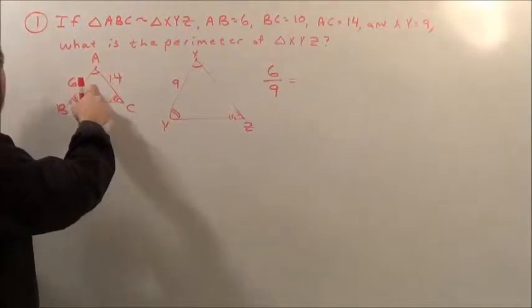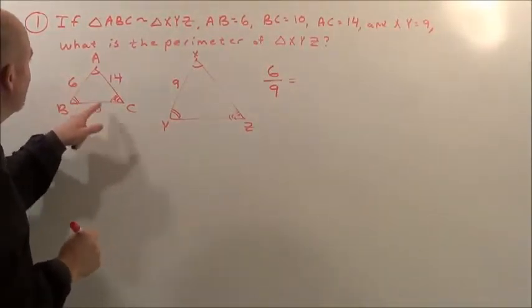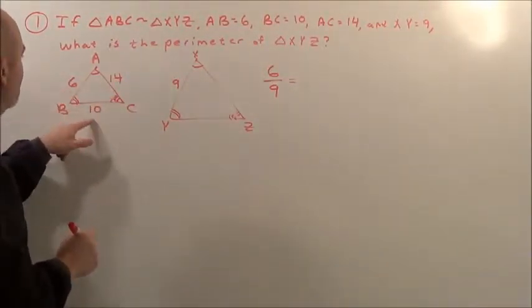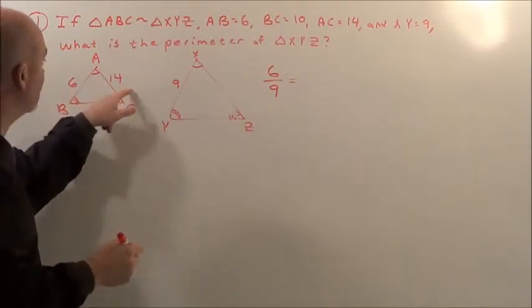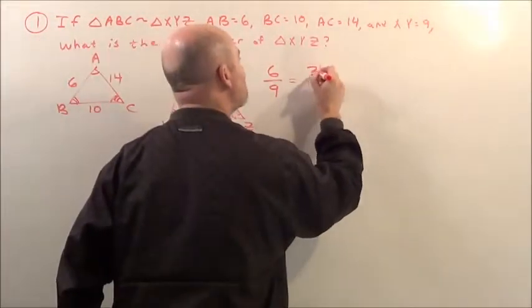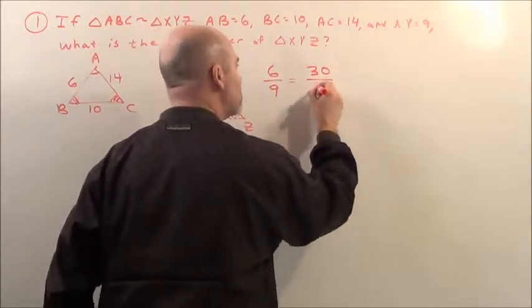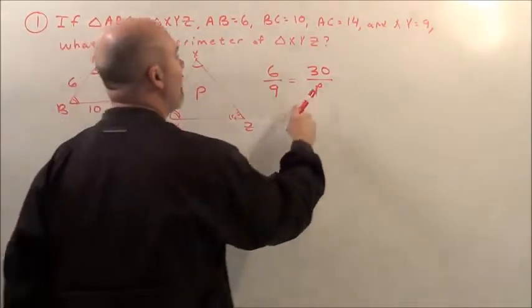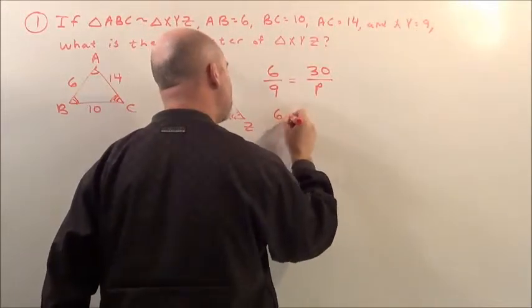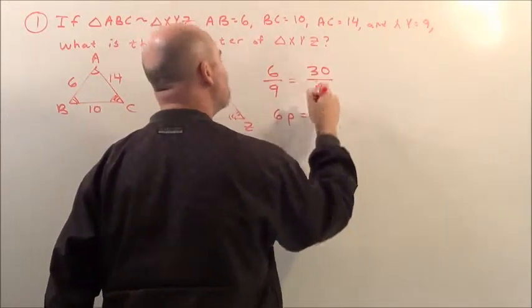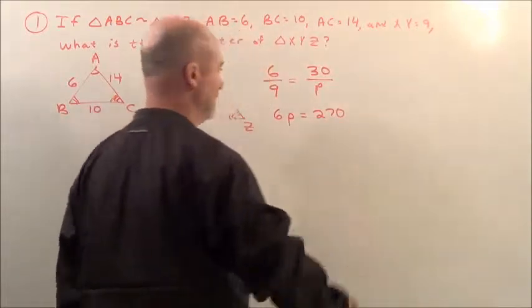Now I can look at this guy and get its perimeter. 6, 10, and 14, that adds up to 30. 6 and 10 is 16, plus 14 is 30. So as that guy's perimeter, which is 30, is to this guy's perimeter, I'll just label it P. So I have 6 times P equals 9 times 30, 270.